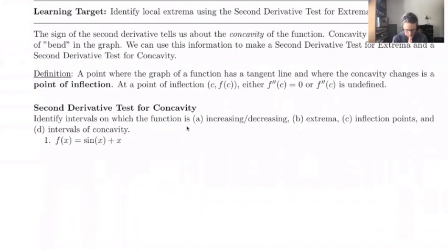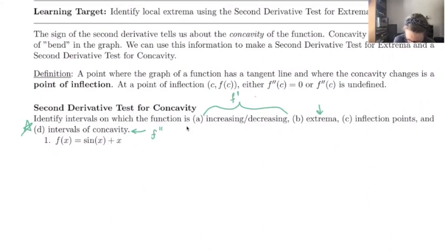Okay, a question like this is very common though. Identify all the intervals where the function's increasing, decreasing, identify all the extreme values, identify all the inflection points, and identify the intervals of concavity. We haven't talked about all these words yet, but for increasing and decreasing, we can look at f prime, right? Concavity, we can look at f double prime.